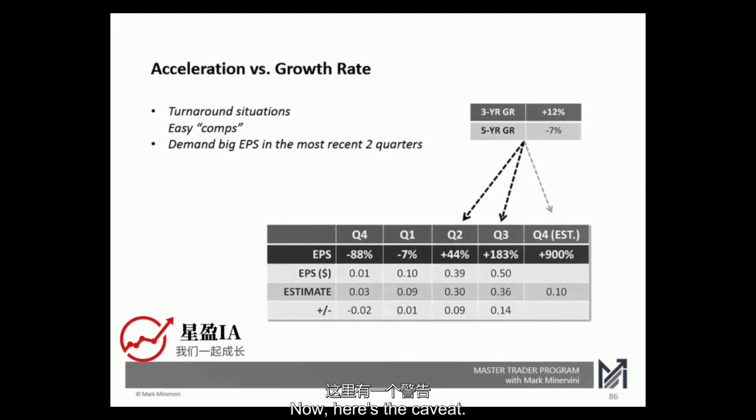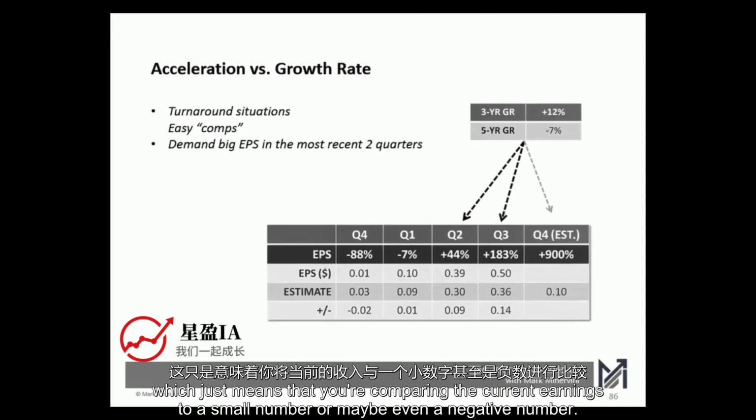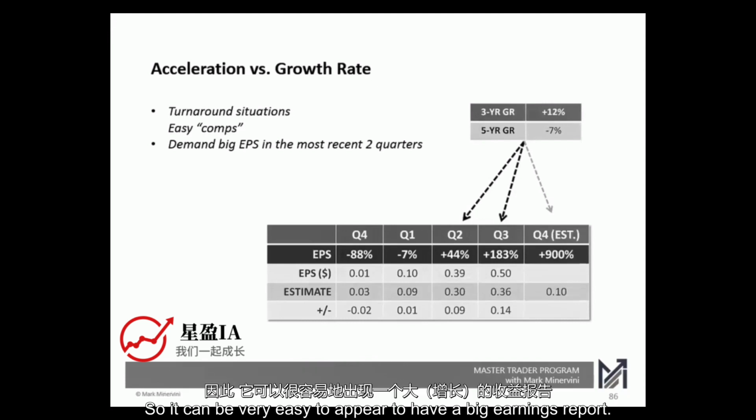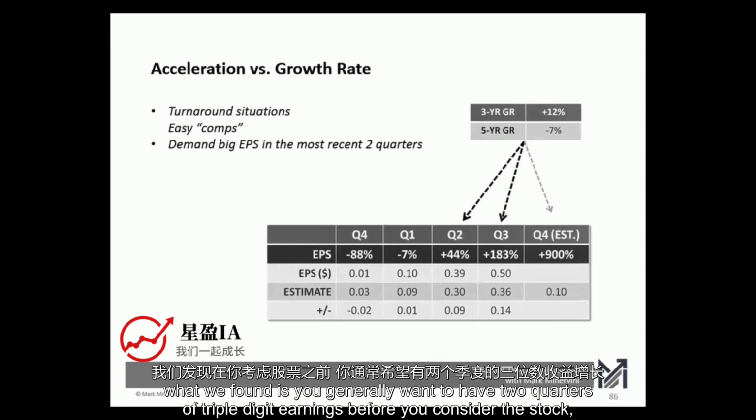Now, here's the caveat, and I think we talked about this earlier. With turnarounds, you're going against what we call easy comps. So when you have a growth rate, especially a very negative growth rate, let's say negative 50%, and now you start to see the earnings come in, well, you're going against very easy comps. They call them easy comps, which just means that you're comparing the current earnings to a small number or maybe even a negative number. So it's going to be very easy to appear to have a big earnings report. So with turnarounds, what we found is you generally want to have 2 quarters of triple-digit earnings before you consider the stock.